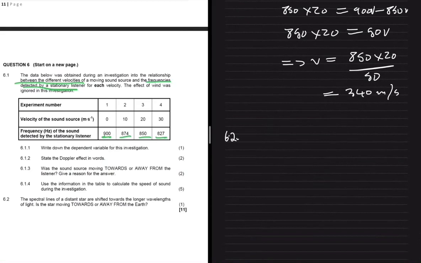6.2: The spectral lines of a distant star are shifted towards the longer wavelengths of light. Is the star moving towards or away from the Earth? It's moving away from the Earth. It is shifted towards the longer wavelengths, so it is shifted towards the red end of the spectrum. It's a red shift, and the red shift occurs when a star is moving away from the Earth.